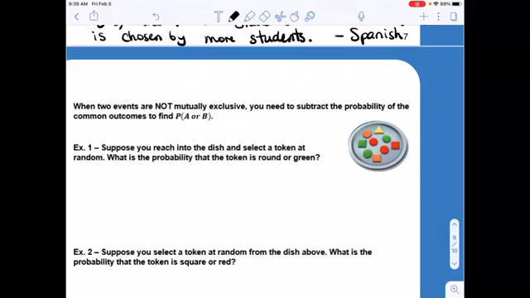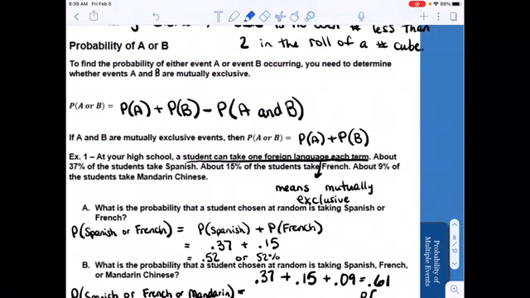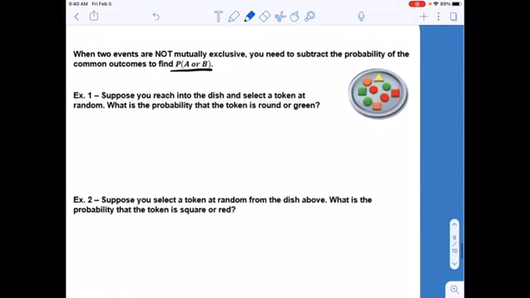Okay, so now we're going to look at ones when they are not mutually exclusive. So when two events are not mutually exclusive, we do have to subtract the probability of the common outcomes in our P of A or B. So we have to go back and use this top formula, okay?